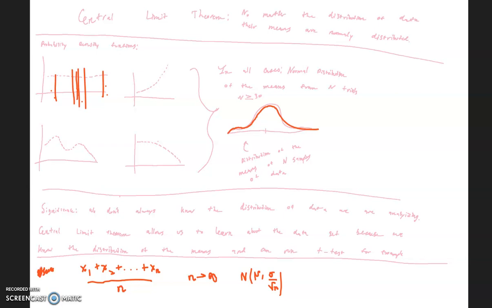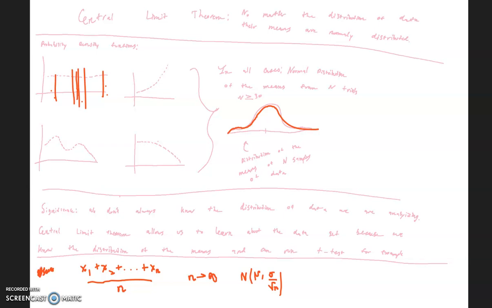So, what is the significance? You see, it's not always in analysis or statistics where we know the distribution of the data we are collecting. So the central limit theorem at least gives us some information that we can work off of. If we don't know the distribution of the data, we can at least work from the central limit theorem, knowing that their means are going to be normally distributed. And from this we can do t-test analysis, for example.